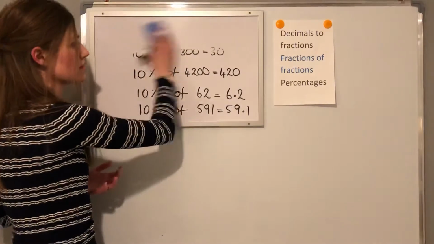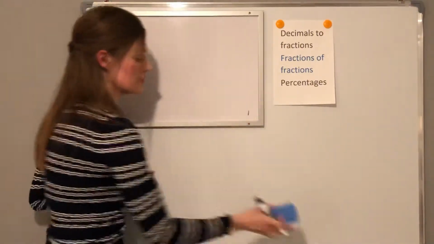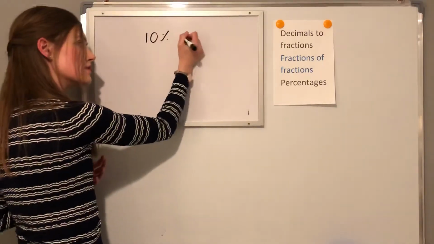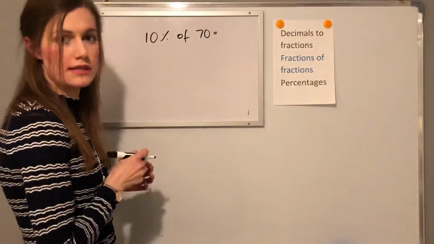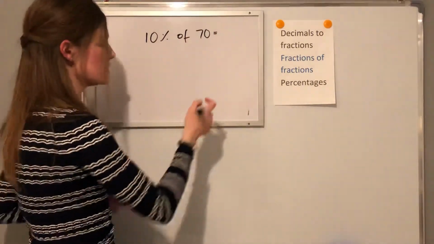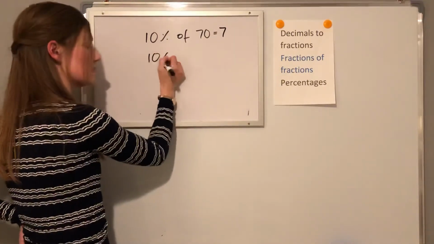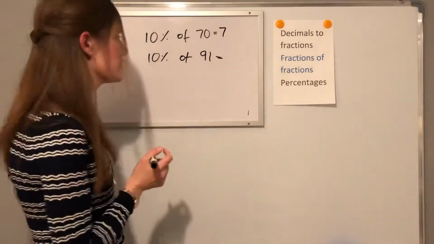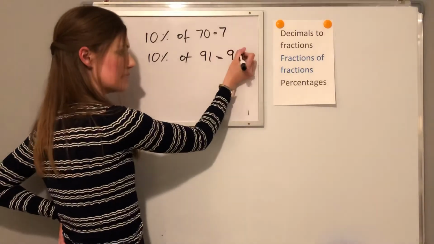Now 10% is the most important thing to know. If you don't know how to do 10%, you're going to struggle to do the other things. So if we just run over that again, if you had 10% of 70, try and think what that might be. So 10% of 70 is 7, and then a harder one, 10% of 91. Can you remember what you have to do? Put back in 1 decimal, 9.1.